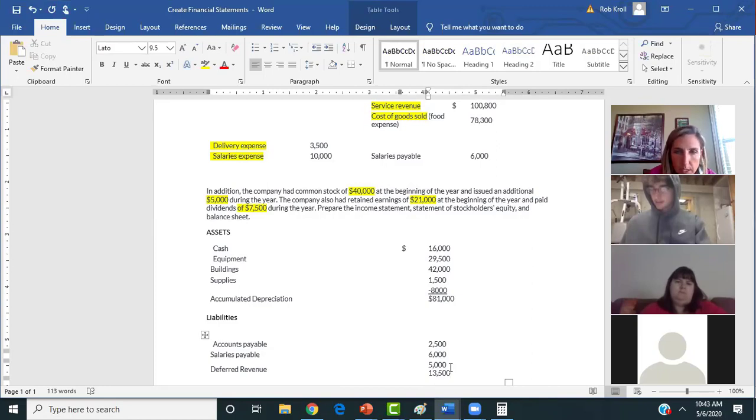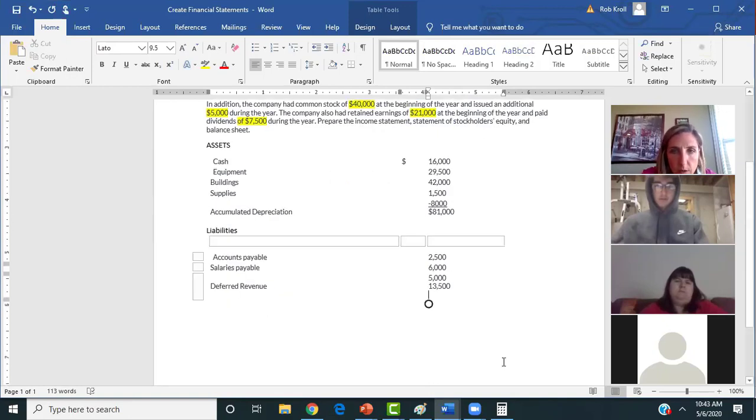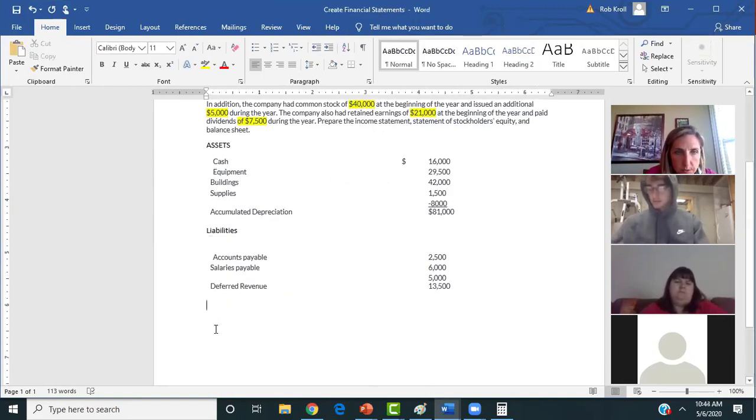And then my equity section, remember from the whiteboard, I still have it over here. I didn't lose it. Remember the two accounts that we were looking at were common stock and retained earnings. So my common stock account was equal to $45,000. And then the retained earnings, it was equal on my whiteboard to 22,500.